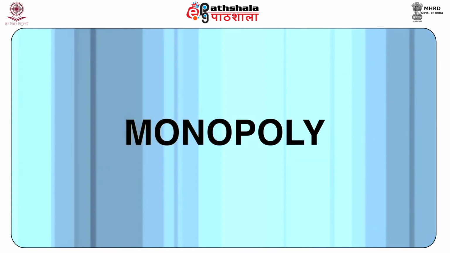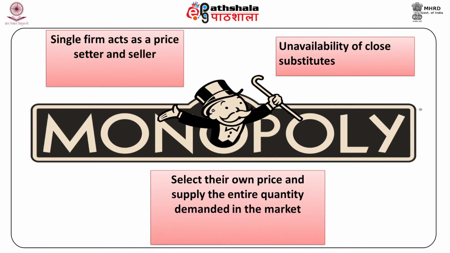The first one is monopoly. In monopoly, a single firm acts as a price setter and seller.